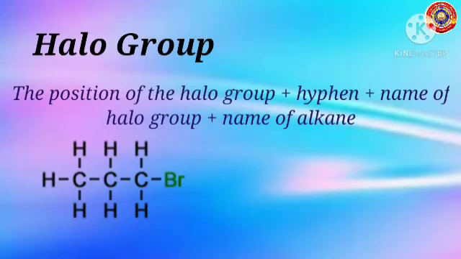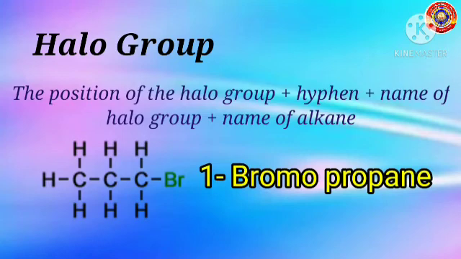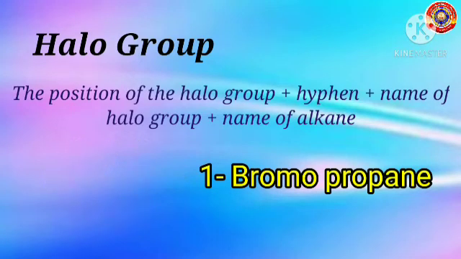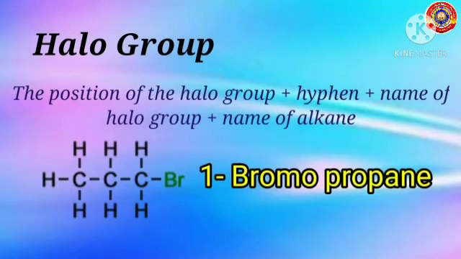Observe the next compound. Here the halogen bromine comes instead of hydrogen. So what will be the IUPAC name? Yes, very good. 1-bromopropane. Why? Because you know that the position of the bromine is on the first carbon atom, right?